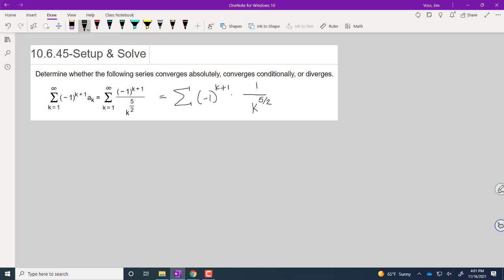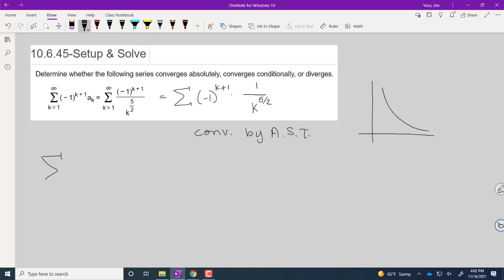Okay, so for this alternating series to converge, we ignore the switch. Is the limit of a sub k 0? Yeah. Definitely, right? The denominator is going to infinity, so the fraction is going to 0. Are the terms decreasing in value? If you were to graph that function, you could show that a sub k plus 1 is less than a sub k very easily. Okay, so this is going to converge by the alternating series test.